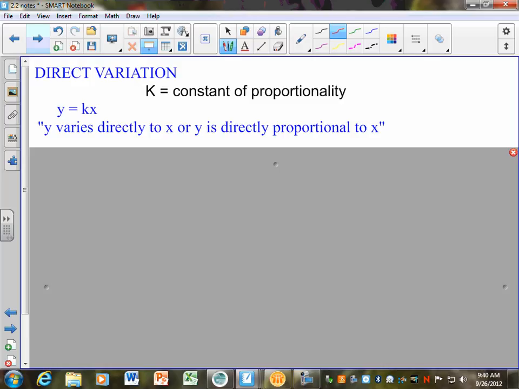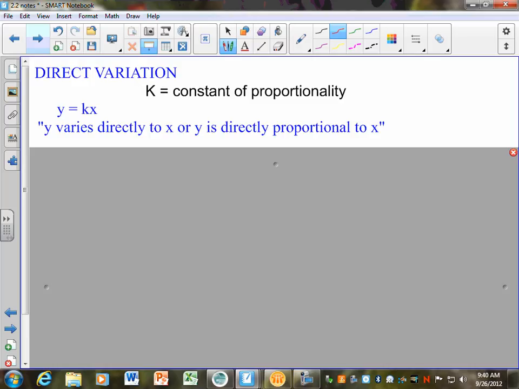There are different types of variation, and the way that these are written in your book, you've got to recognize when it says directly proportional or proportional, that tells you to set it up with this format and solve for a constant of proportionality. Again, I threw in here, remember that k stands for that constant of proportionality.